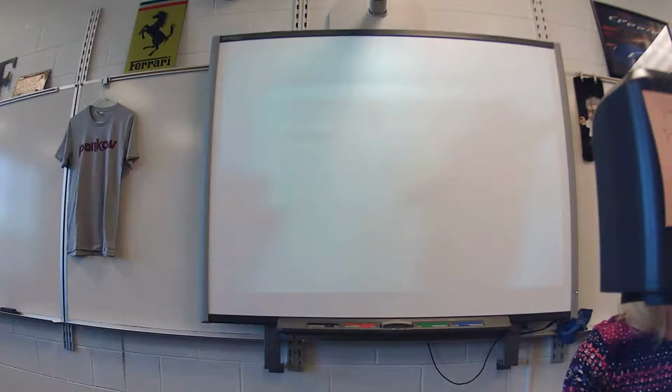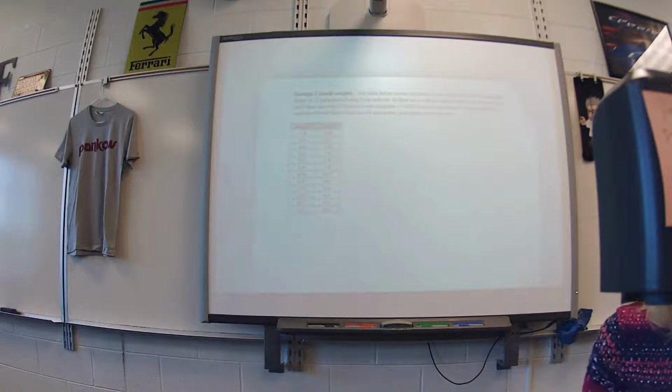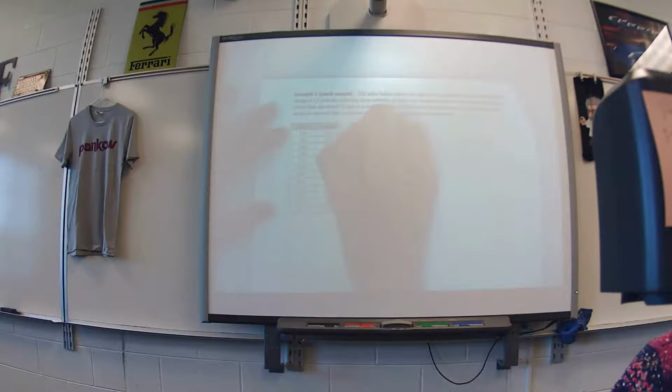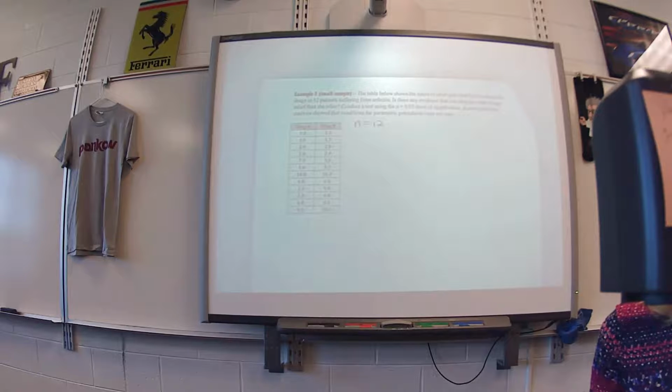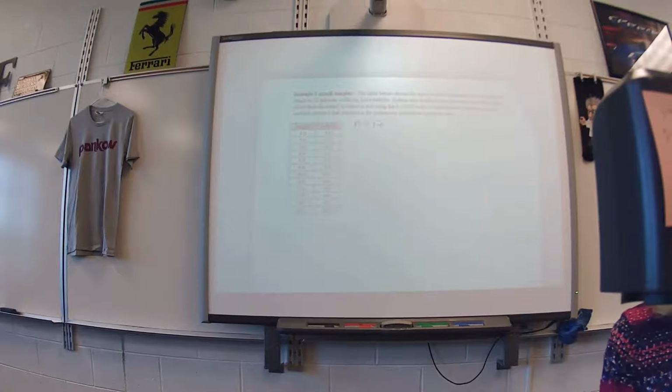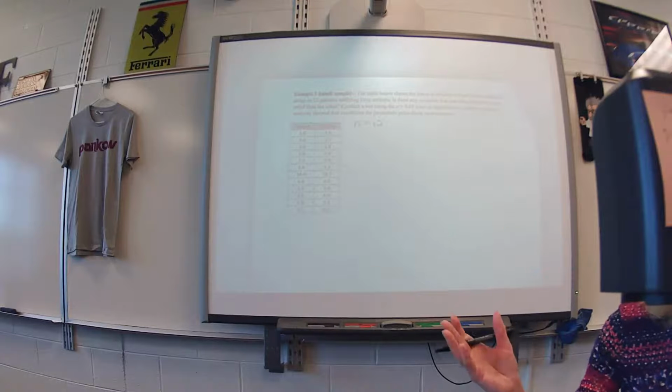All right, so I have a second example here. The table below shows the hours of relief provided by 2 analgesic drugs in 12 patients suffering from arthritis. Okay, so N is 12. Is there any evidence that one drug provides longer relief than the other? So this would end up being a two-tailed test, because we're not saying that A is better than B or B is better than A. We're just saying, is one better?